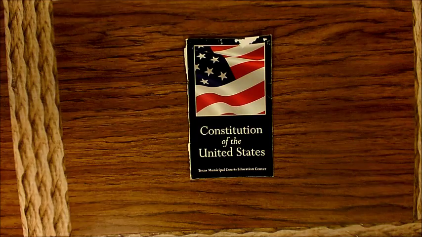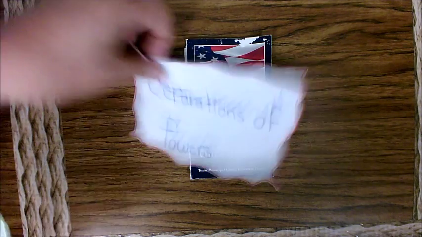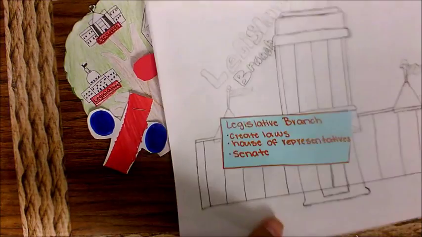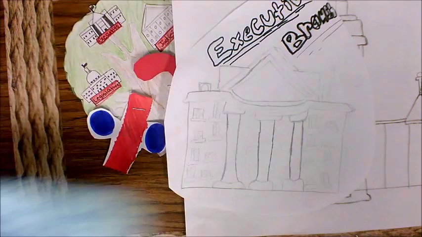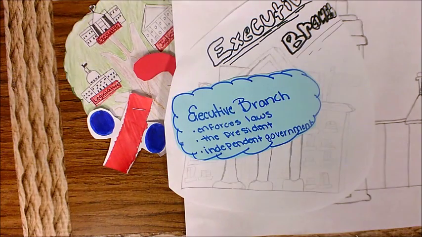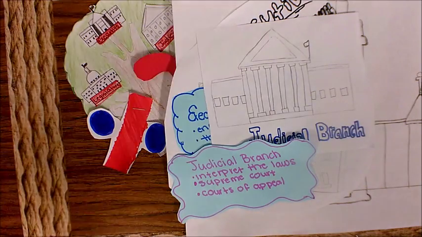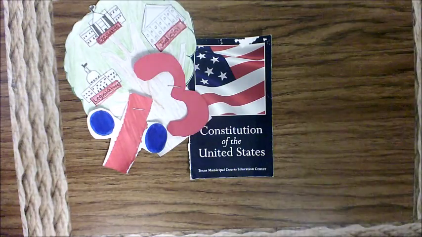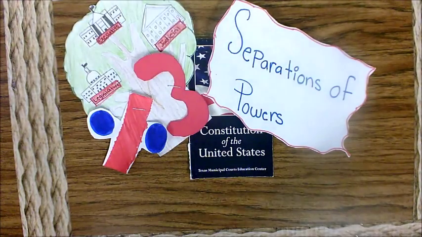Another important principle of the Constitution is separation of powers. Separation of powers is divided into 3 branches. The first branch is the legislative branch, which creates laws: the House of Representatives and the Senate. The second branch is the executive branch, which enforces laws and where the president is the head of the government. The third branch is the judicial branch, which interprets laws: the Supreme Court and the Courts of Appeal. Remember, separation of powers was inspired by Baron de Montesquieu and ensures that the power is not in the hands of 1 branch but 3.